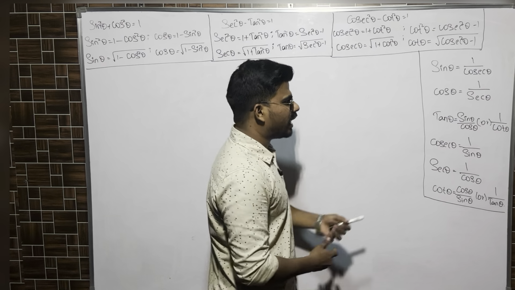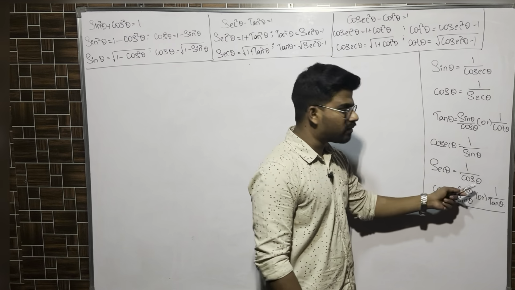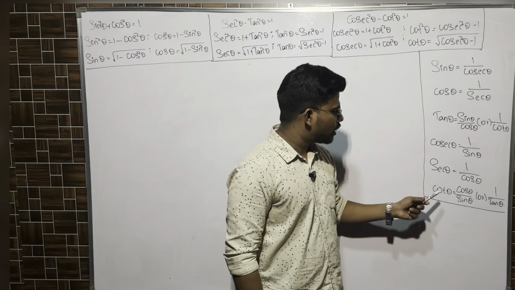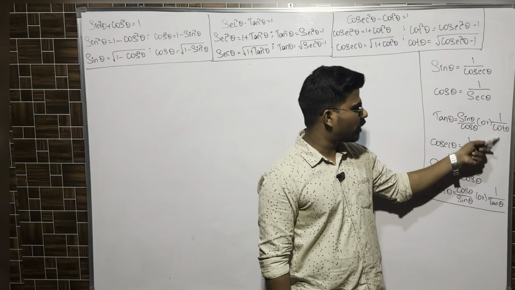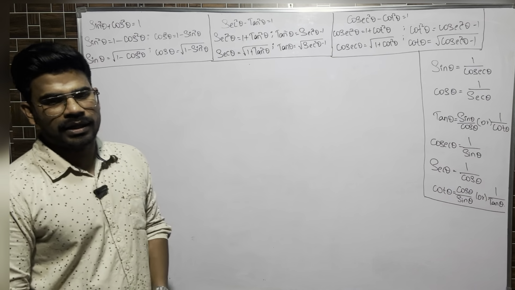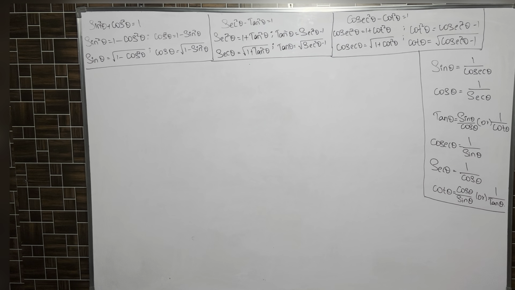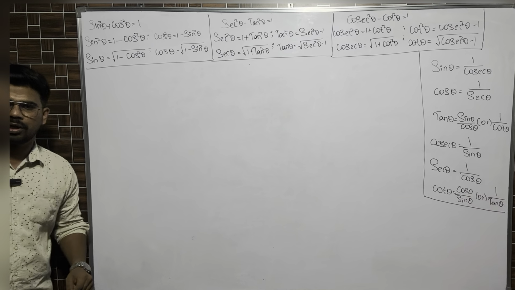Next, cosecant: sine is 1 by cosecant, cosecant is 1 by sine. Cos is 1 by secant, secant is 1 by cos. Tan is sine by cos, cot is cos by sine, or 1 by cot, 1 by tan. These are the reciprocal formulas. You must have done these in the first exercise. In the fourth exercise you have 3 identities. First identity is sine square theta plus cos square theta is equal to 1.